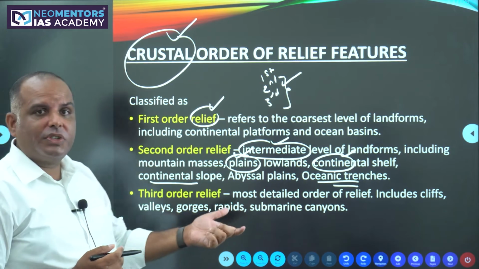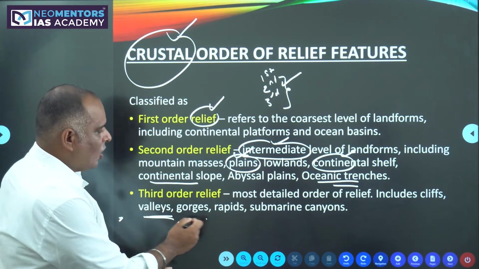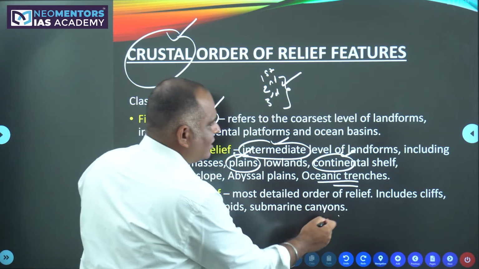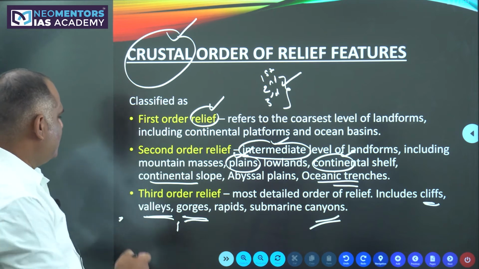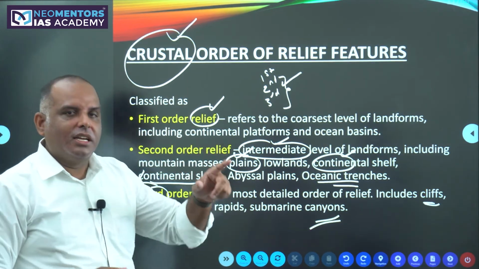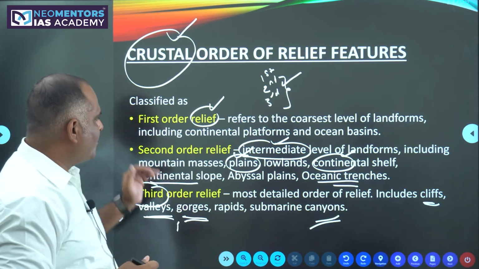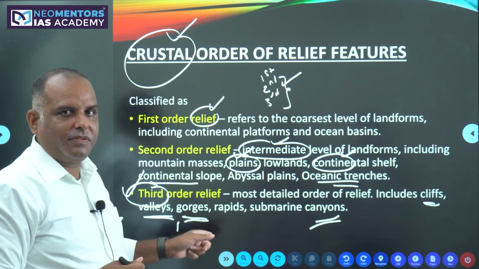What is the final landform? Valleys, gorges, canyons, cliffs, mountains, etc. These are called third order relief. So these are the most detailed. That means when forces act on both first order and second order, we will have this third order relief.